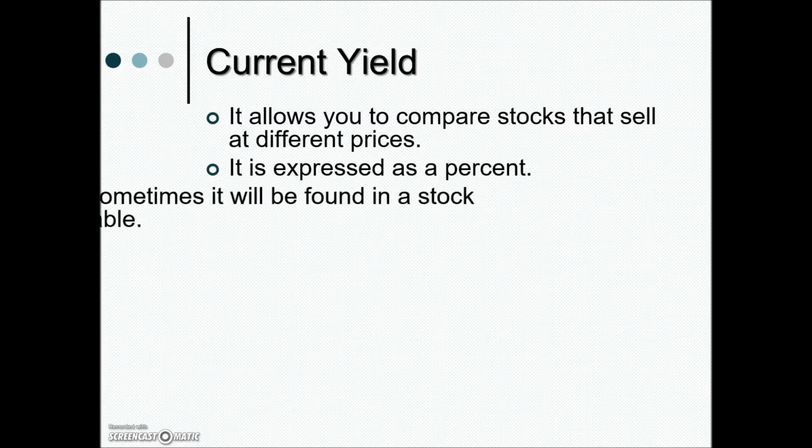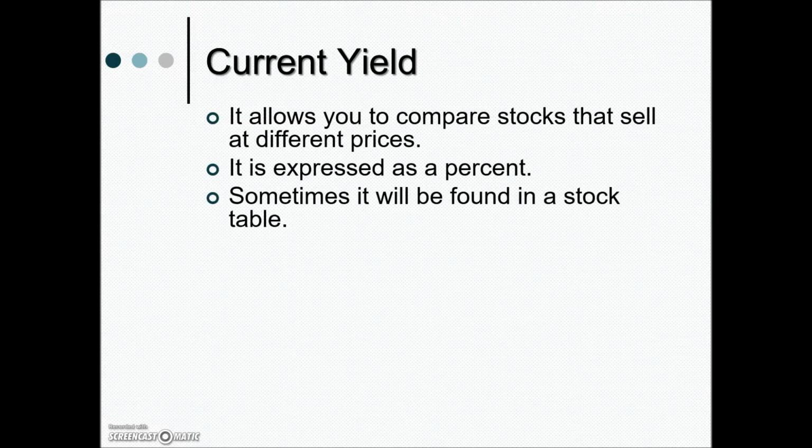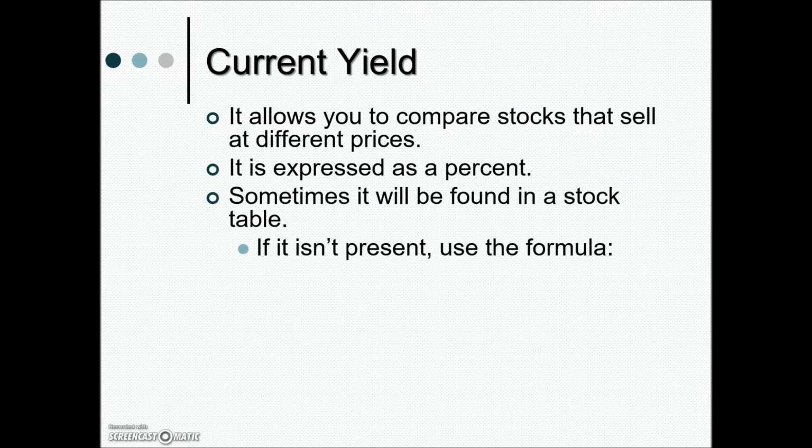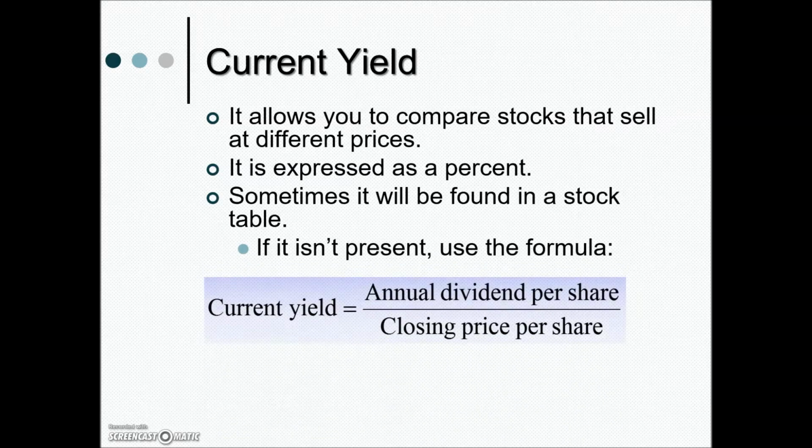It is expressed as a percent, and sometimes it's in a table, but we're going to take a look at the formula so that if it isn't present, we can calculate it. To find current yield, you divide the annual dividends per share by the closing price per share. And let's look at an example.